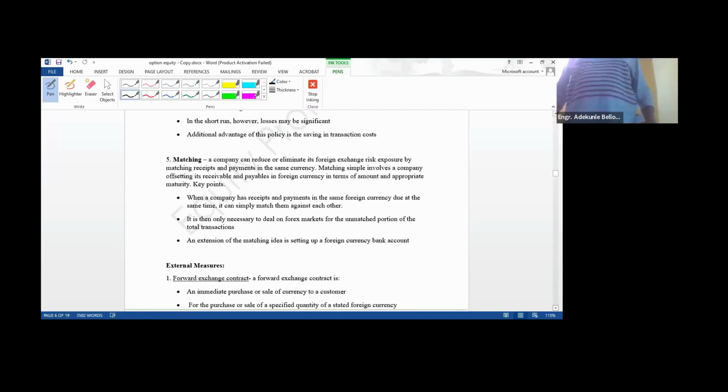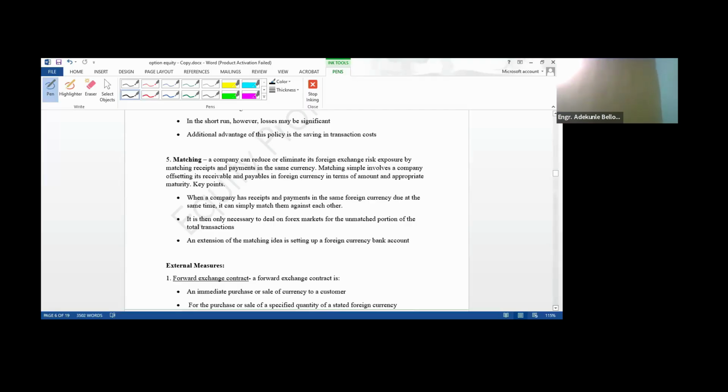Our next discussion, external measures. External measures are regarded as financial measures. Under the external measures, we use financial derivative products. Under the external measures, we have 5.